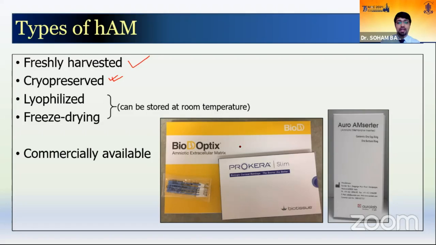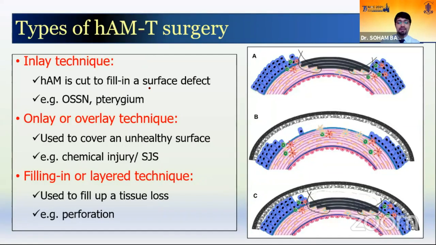So we have these commercially available. These are again lyophilized and freeze-dried kinds. Procura is the most popular one. And this is not an amniotic membrane itself, but this is by Orolab. It's an Oro Amserter. So it's an amniotic membrane insertion device for quick and easy use in chemical injuries and Stevens-Johnson syndrome.